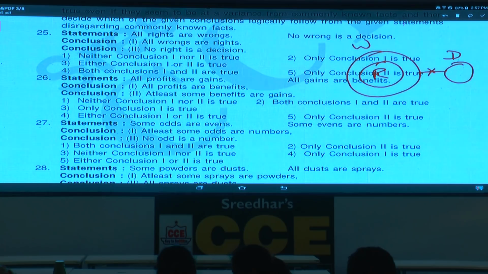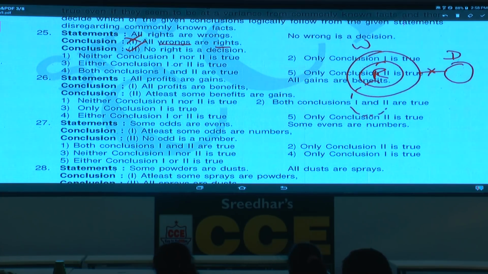Then first one. What is the first one here? All wrongs are right. Is it true? All wrongs are rights is false, because only some of the wrongs are rights, or all rights are wrongs is true. And second one, no right is a decision, definitely true. It is a negative conclusion. To make this one false, your diagram of decision should be like this.